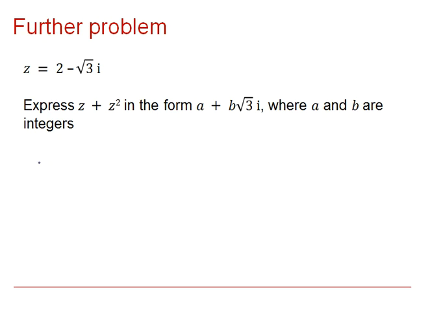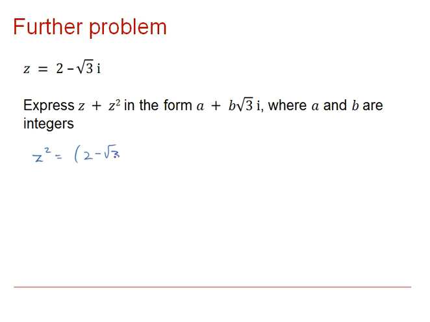Let's have a look at a slightly more interesting problem. Here we are given that z equals 2 minus root 3 i. We need to express z plus z squared in the form of a plus b root 3 i, but a and b we're told, are integers.